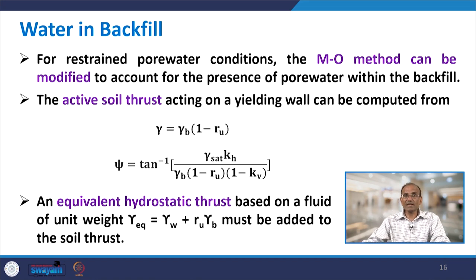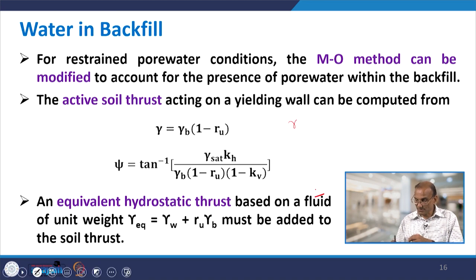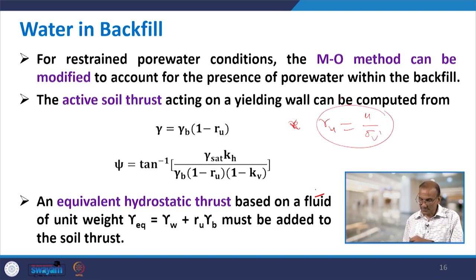The active soil thrust acting on the wall can be computed from this relation, gamma equal to gamma_b (1 minus ru). What is ru? ru is the pore water pressure ratio, which is normally calculated as u divided by sigma' effective overburden pressure. So, the pore water pressure ratio. Once ru is known, you can calculate the value of psi equal to tan inverse of gamma_sat times kh divided by gamma_b times (1 minus ru), where gamma_sat is the saturated unit weight, gamma_b the submerged unit weight, and ru we already discussed. kh and kv are already known: the horizontal seismic coefficient and the vertical seismic coefficient.